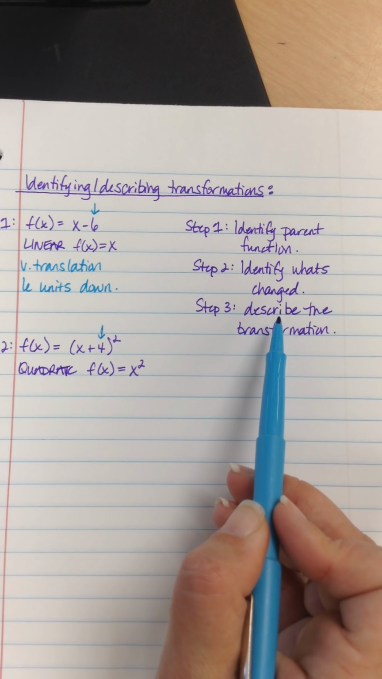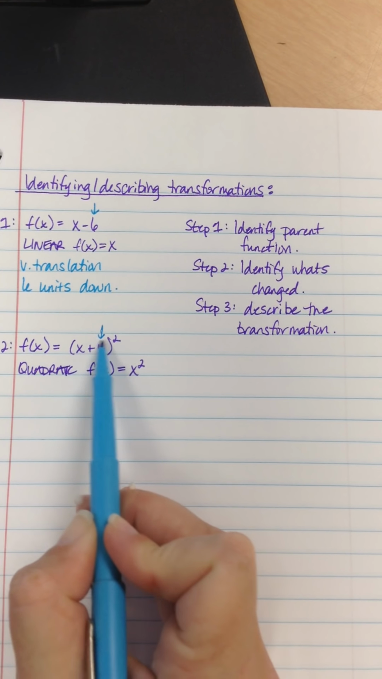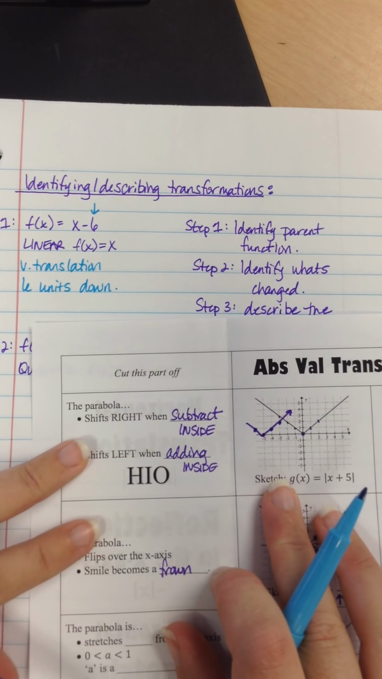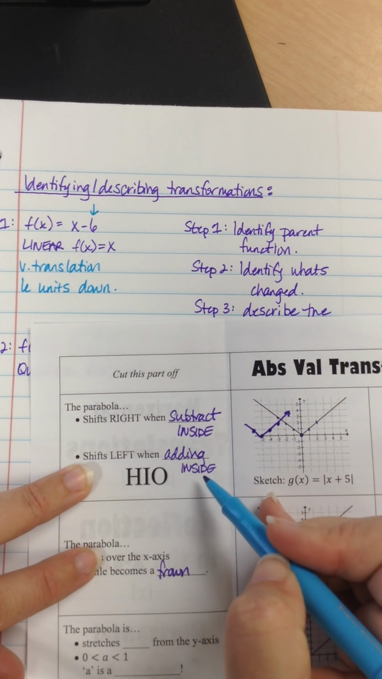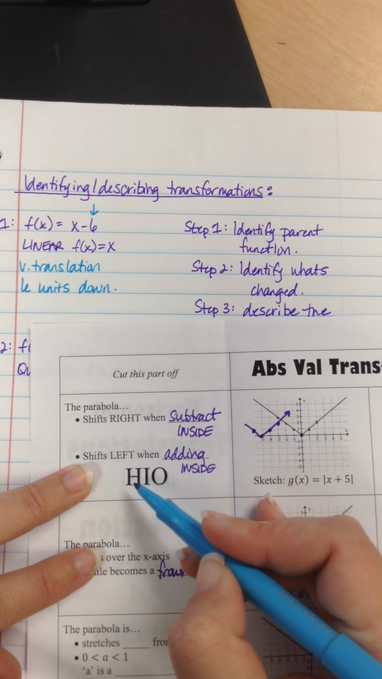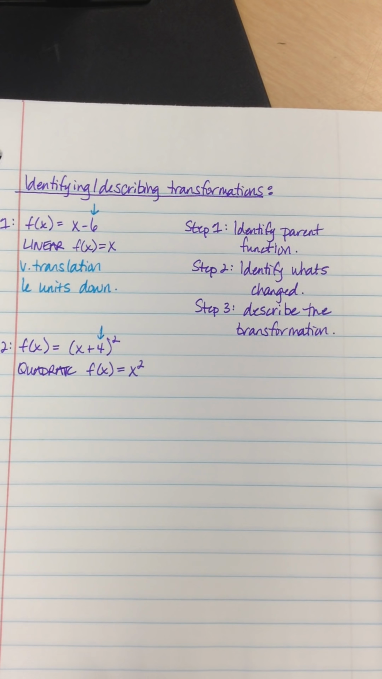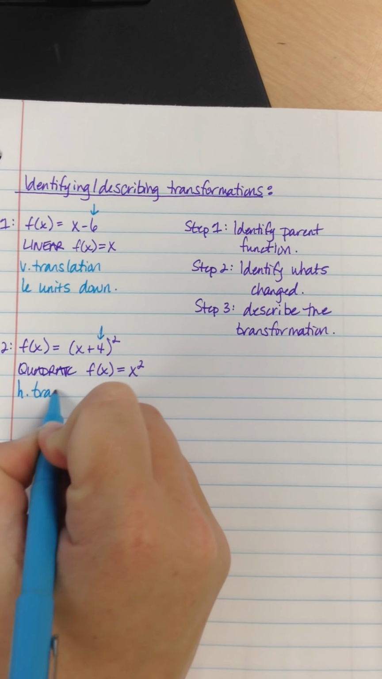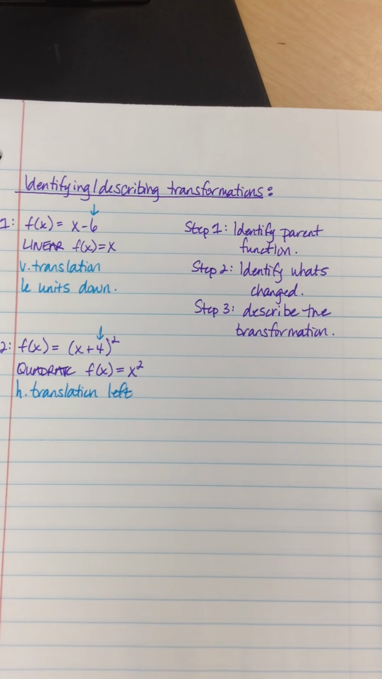Now again, adding or subtracting, we're moving either left, right, or up, down. In this case, we are adding on the inside. So don't forget, a parabola shifts left when adding on the inside. The guys on the inside are backwards. Remember, horizontal, inside, opposite. Adding on the inside actually means we're going left. This is a horizontal translation, left. So all this means is our parabola shifted left 4 units.